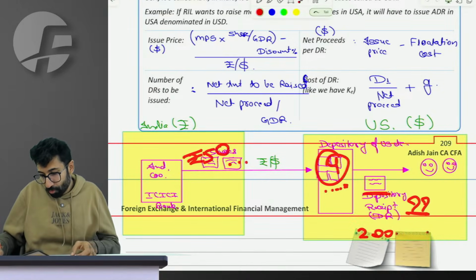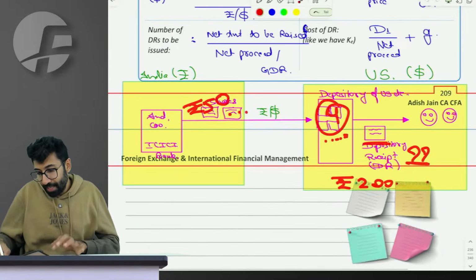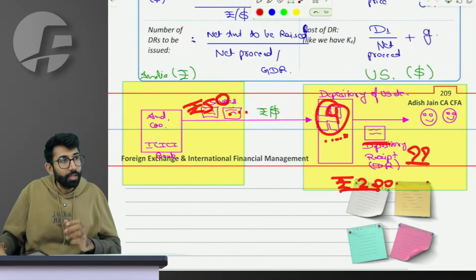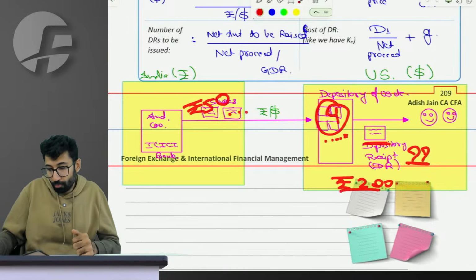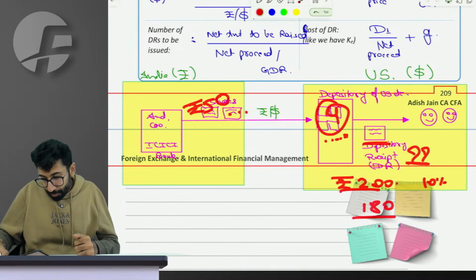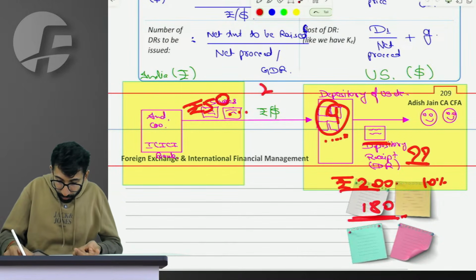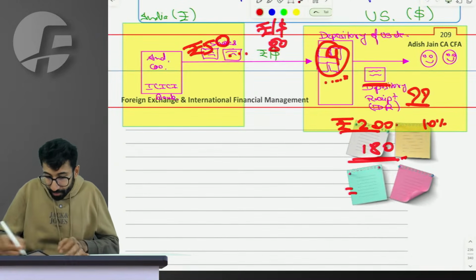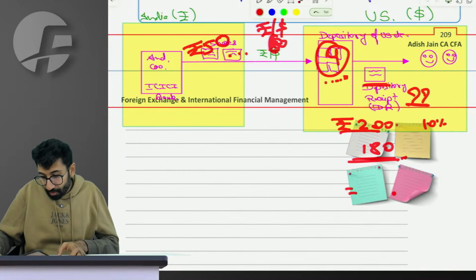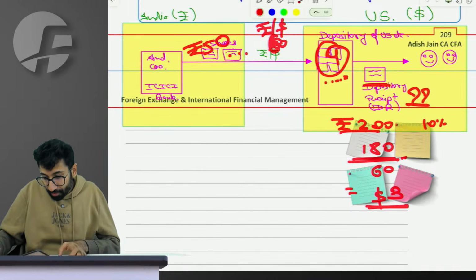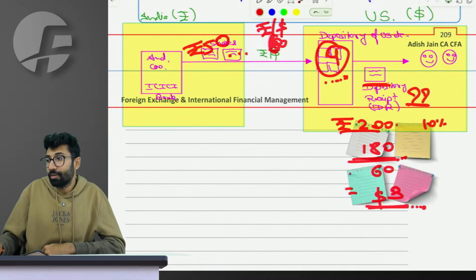So you'll say rupee 200. But they say that we want to issue it at a discount. How much discount? For example, 10%. So one depository receipt should be 180 rupee. Fine. But how much will it be in dollars then? If the rupee per dollar rate is 60, then divide by 60, which gives me $3 as the issue price of one depository receipt.